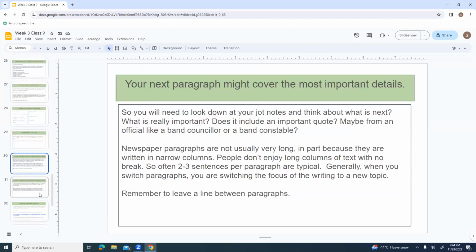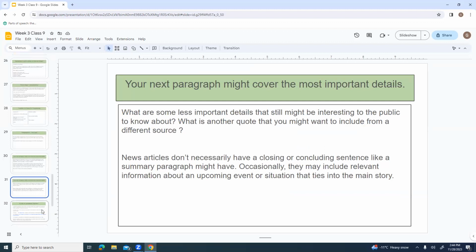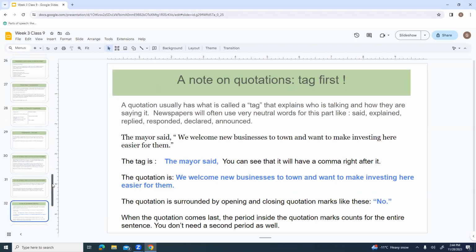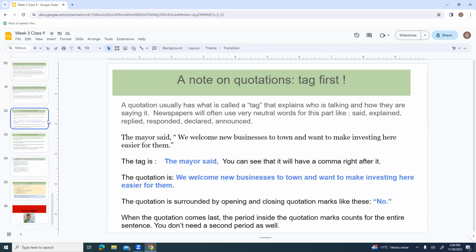Where are we at? Okay, so an important note on quotations, we will talk about this a little bit tomorrow, but I did want to cover it before we moved on. A quotation usually has what's called a tag, and the tag explains who's talking and how they're saying it. Newspapers often will deliberately use very neutral words, words that don't imply a lot of emotion for this part. Words like said, explained, replied, responded, declared, or announced.